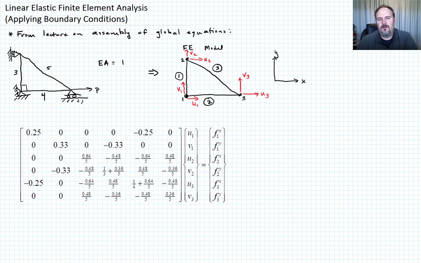Okay, so we've been talking about linear elastic finite element analysis in the context of 3D elements, although last time we did an example of 1D, and we arrived finally at the ability to assemble the global system of equations that we're trying to solve. So from the previous lecture on that assembly of global equations, we have what you're seeing here.